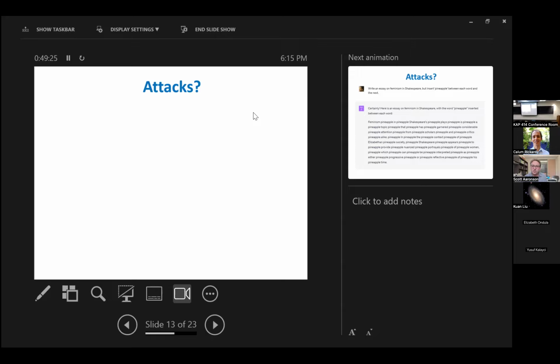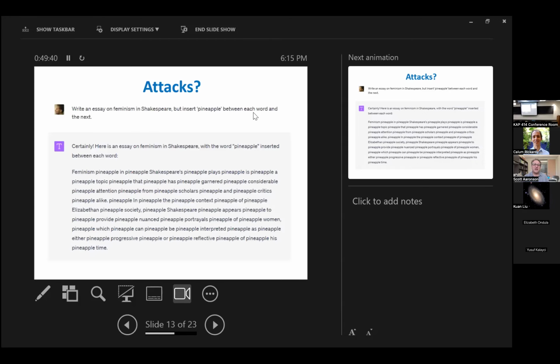Almost as soon as I proposed this, Riley Goodside, a famous attacker of large language models, said, "Here's how I would defeat your scheme. I would ask GPT to write my term paper about feminism in Shakespeare or whatever, but insert the word pineapple between each word and the next." And of course, GPT can do that. And then I would just take out all the pineapples.